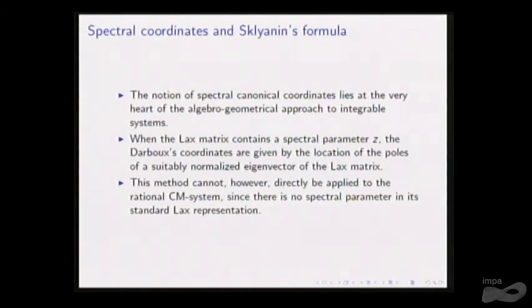So via bi-Hamiltonian geometry, we were able to find this set of Darboux coordinates that, in principle, should solve the problem of separation of variables. Okay, I think that probably I should stop. So I will stop then.